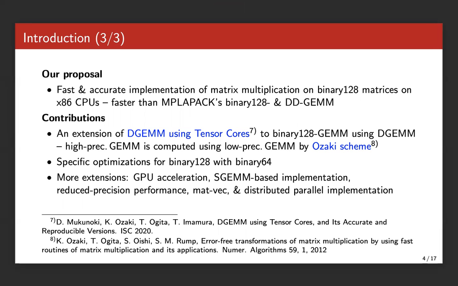This study is an extension of our previous work, DGEMM using Tensor Core GEMM, to binary128 GEMM using DGEMM. They are based on the Ozaki scheme, which is an accurate matrix multiplication algorithm to compute high-precision GEMM using low-precision GEMM. In this study, we propose some binary128-specific optimizations and discuss further extensions of this scheme.